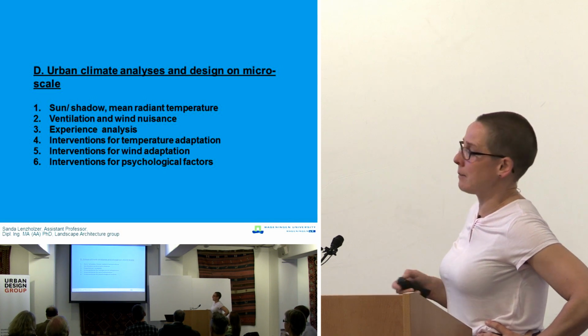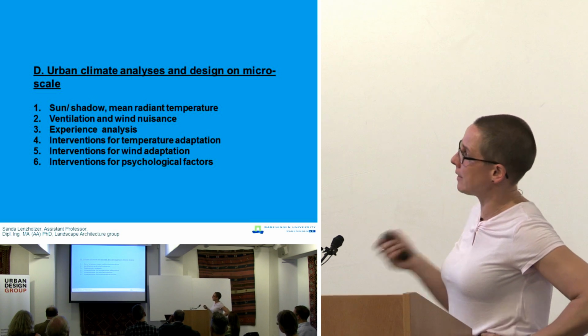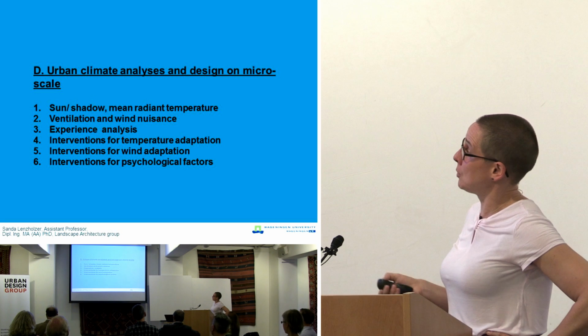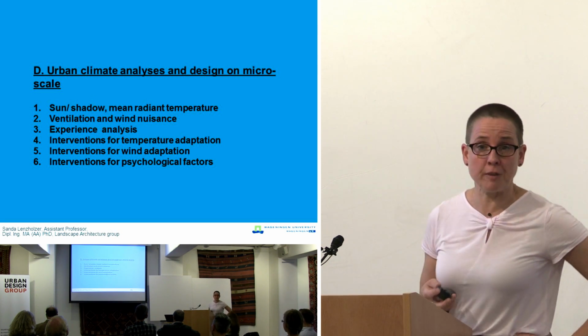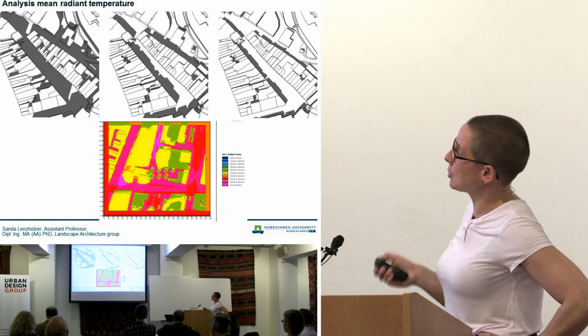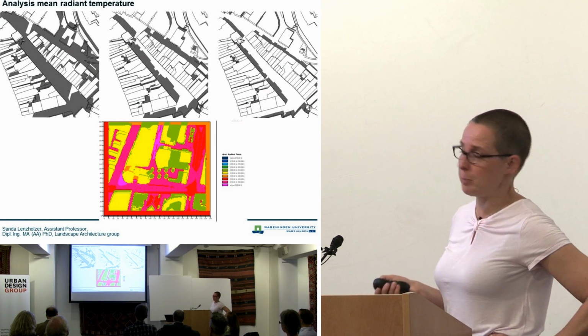So all the microclimate, small-scale interventions and analysis will be discussed. How can you analyze it, and also what kind of interventions can you do? So I go through this now. On a small scale, what is really important is shadow. What are the shadow patterns?